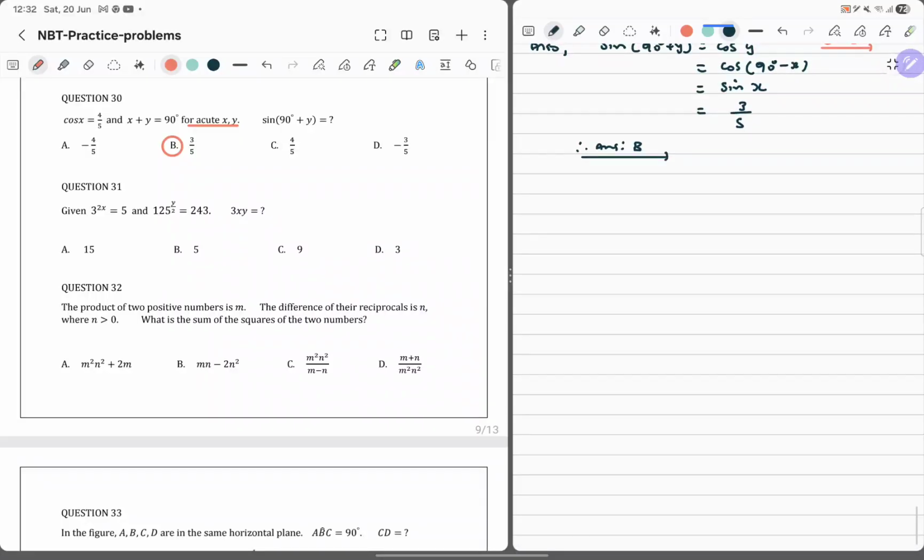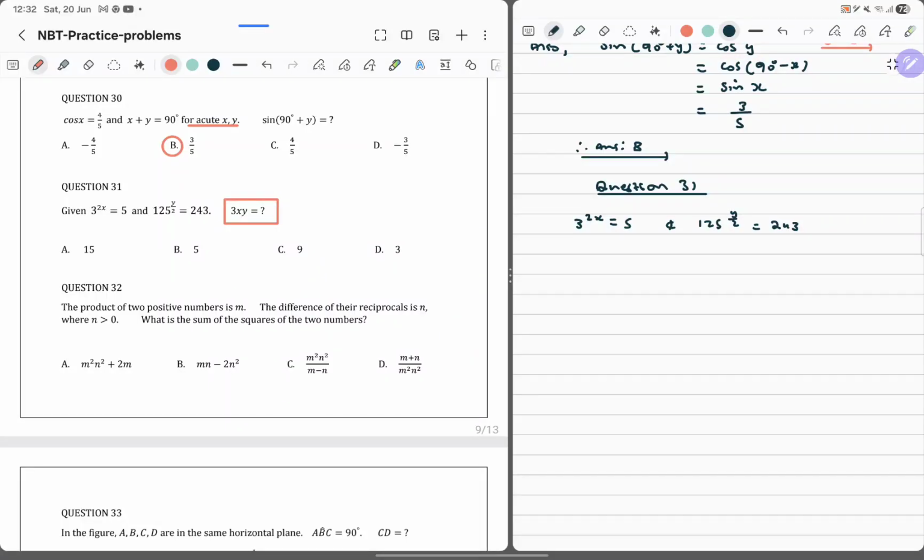Let's look at this one. Could we squeeze it in here? Question 31. This one says 3 to the 2x is equal to 5, and 125 to the y over 2 is equal to 243, okay? Now we need to find 3xy.